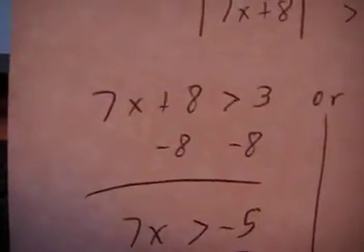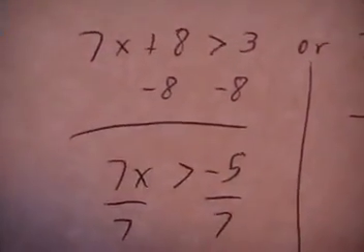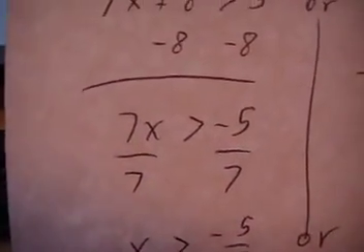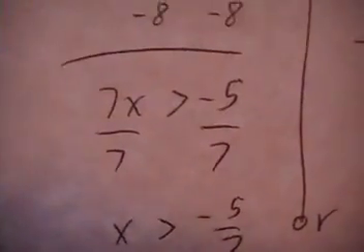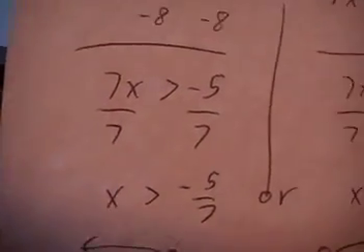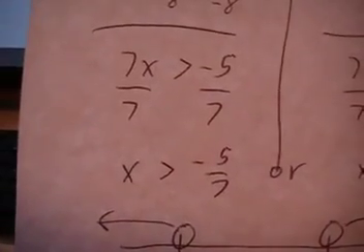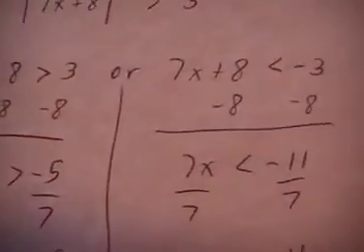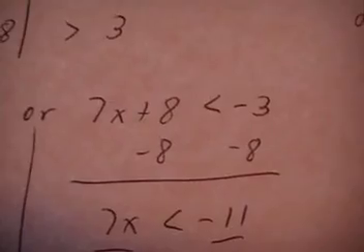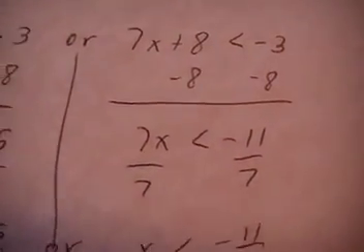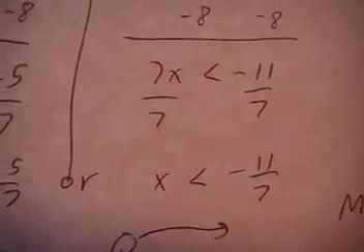Now you're just solving this. Minus 8 to both sides. Divide by 7. And again, some of these review numbers come out weird, but it's x is greater than negative 5 over 7. It doesn't reduce, so we just leave it like that. Minus 8 on this one gives you a negative 11. Divide by 7, and again it doesn't divide.